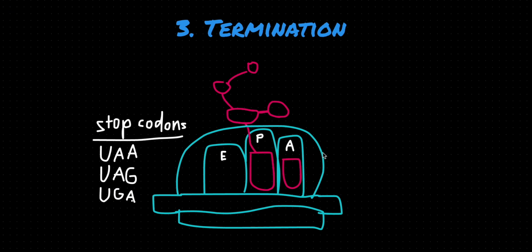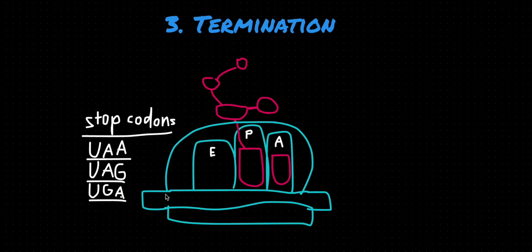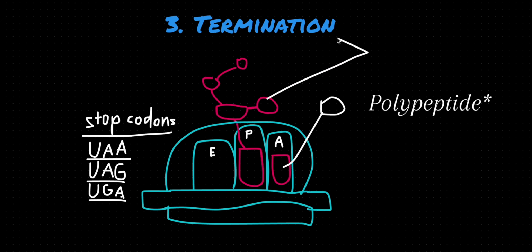The final step of translation is termination. Now, this starts when the ribosome reads a stop codon, which is either UAA, UAG, or UGA. At this point, the protein has already been translated, and once the stop codon is read in the A site, it causes a release factor to attach to the A site, which releases the protein into the cytoplasm. And that basically sums it up for translation.